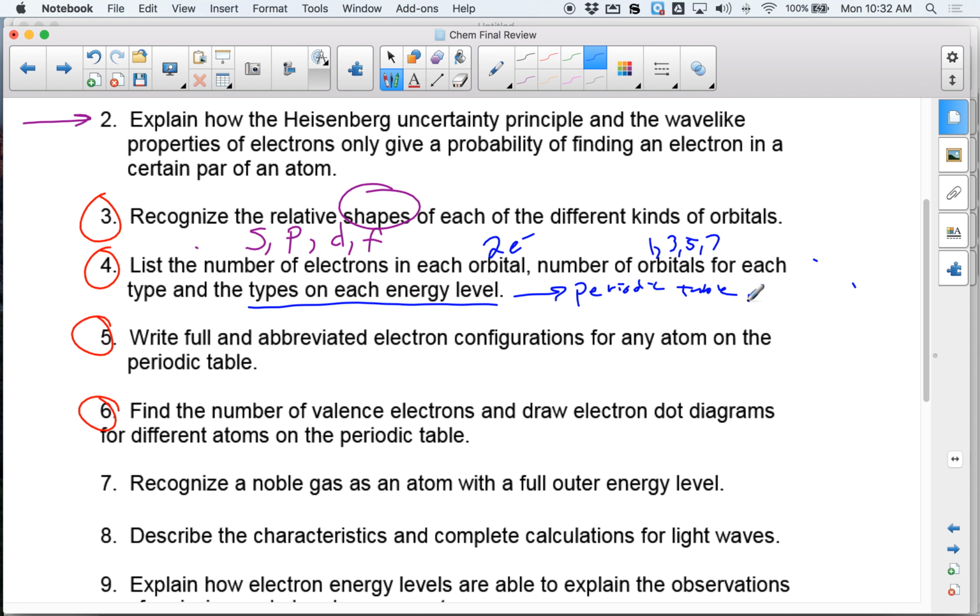Okay, so that brings us to number 5, write full and abbreviated electron configurations for any atom on the periodic table. Probably the best way to review this is just to write one out. So, let's try selenium. Number 34 on the periodic table. Now remember, one thing to look at, there's 34 protons here. That's what this number means. And so that means we're writing for neutral atoms. There's going to be 34 electrons too. So when you're done, a way to make sure you haven't left anything out is there should be 34 electrons in your configuration.